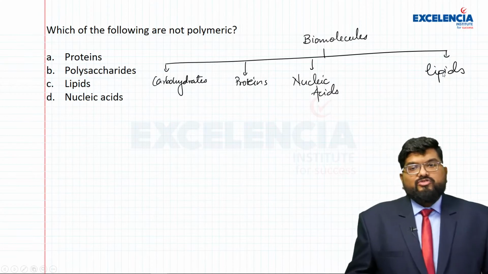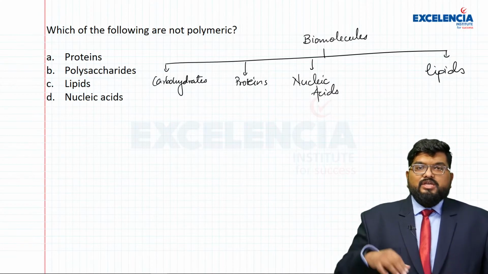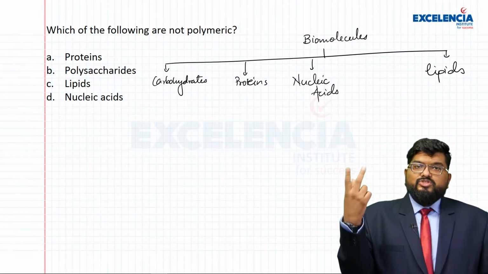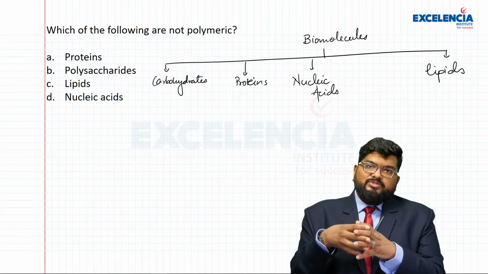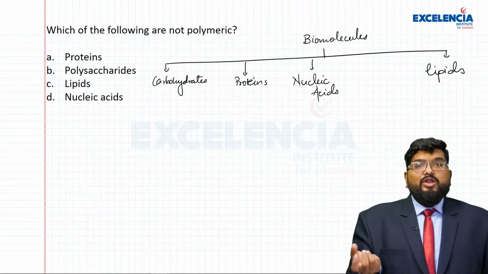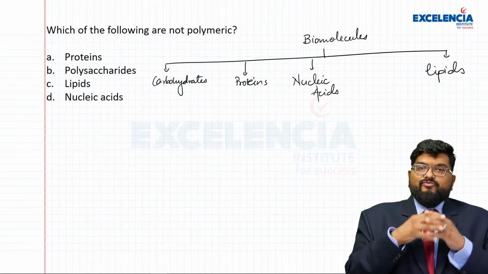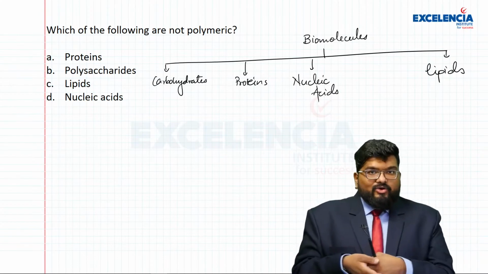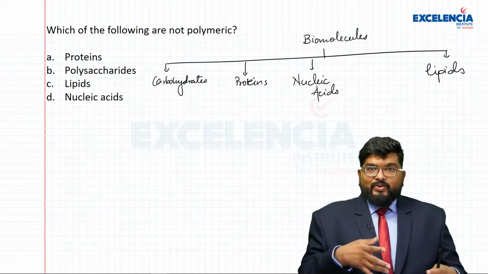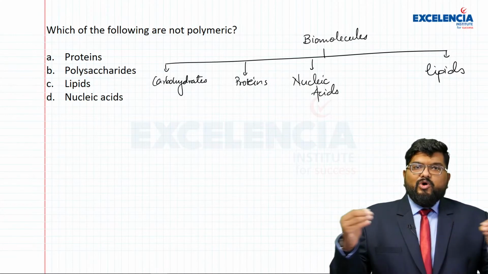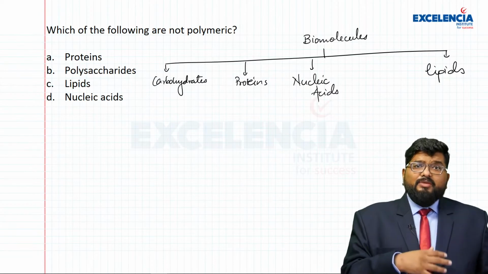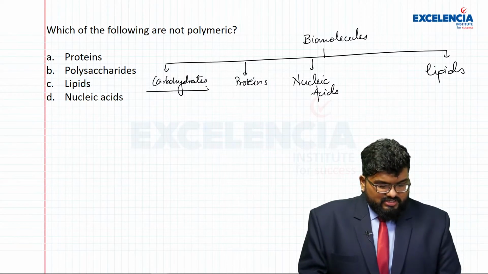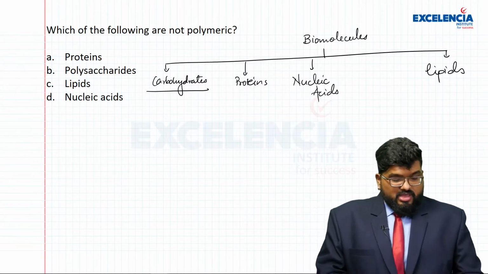Now in carbohydrates, what do we have? We have monosaccharides, which are simple sugars, disaccharides, which are formed by the combination of these simple sugars, and then we have polysaccharides, which are formed by repeating units of the simple sugars, for example starch, glycogen, cellulose, inulin, all of these. That means carbohydrates have polymers, got it?